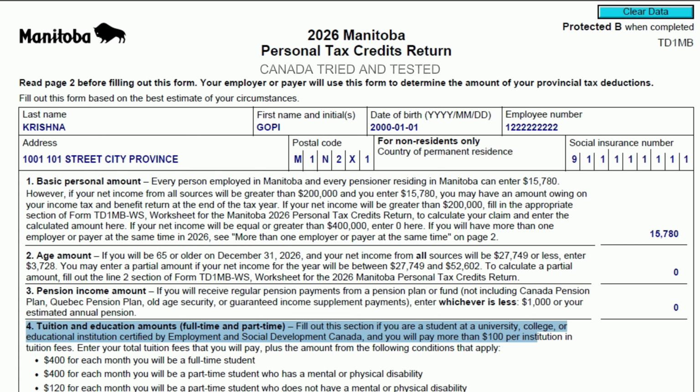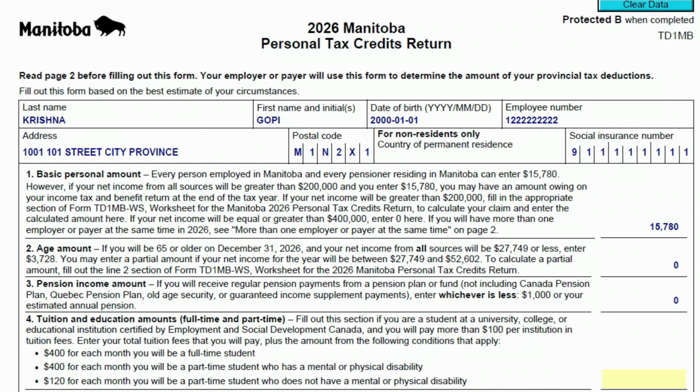$400 for each month you will be a full-time student. $400 for each month you'll be a part-time student who has a mental or physical disability. $120 for each month you'll be a part-time student who does not have a mental or physical disability. Say for 2026, it's only for 2026, what you're paying as tuition fee, that has to be counted here.